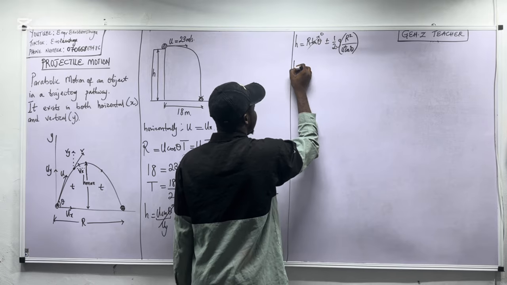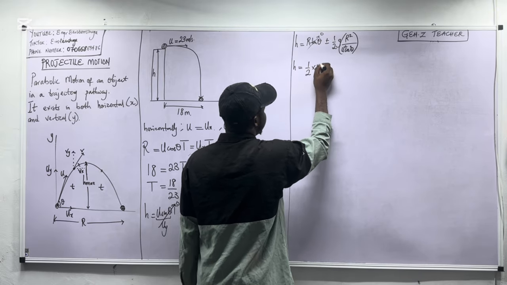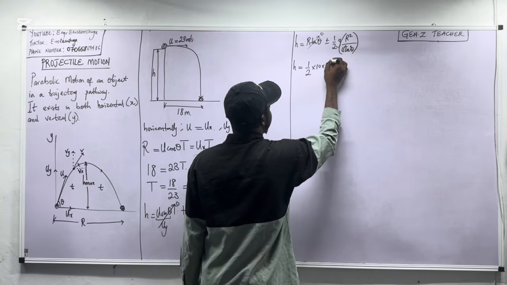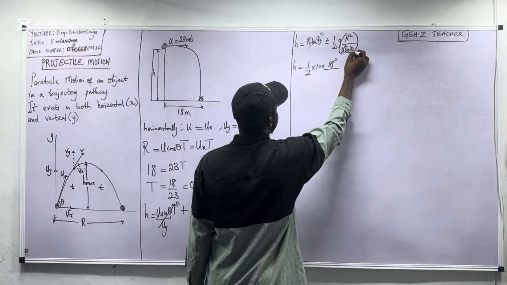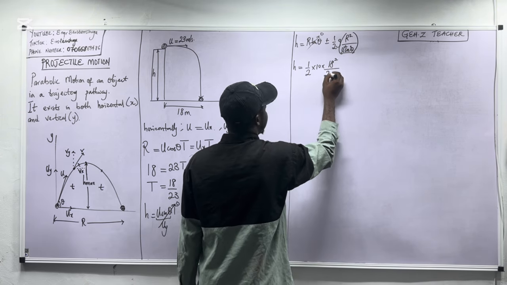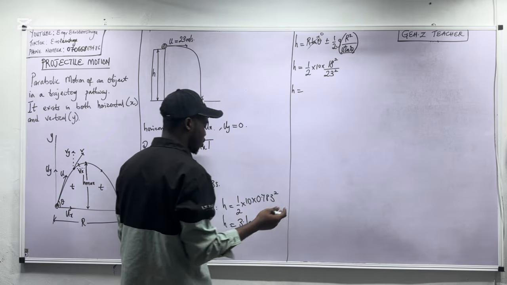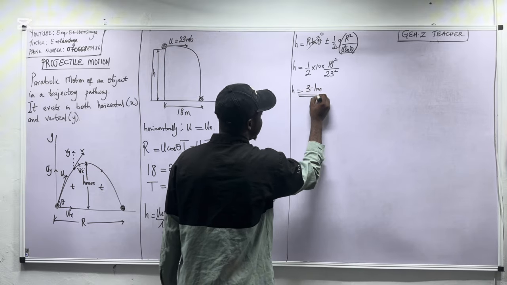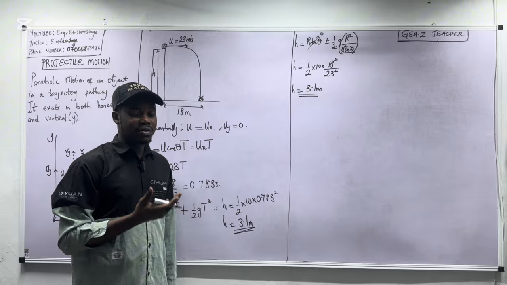So we're going to say h becomes equal to half, g is 10, times what's r in the question? 18, so 18 squared, divided by, everything here is ux, so we're squaring the value, and u was 23, so we have 23 squared. If you punch this in your calculator, you're going to get the height as 3.1 meters easily. This is why the trajectory equation is very important.